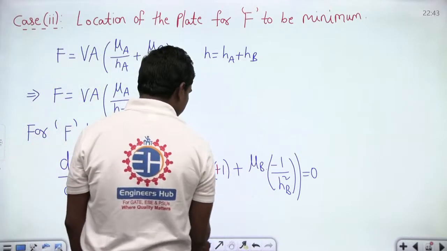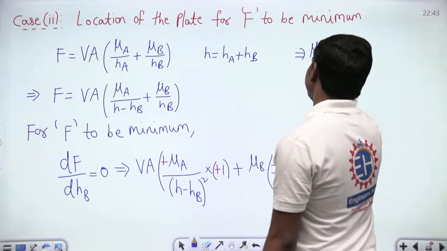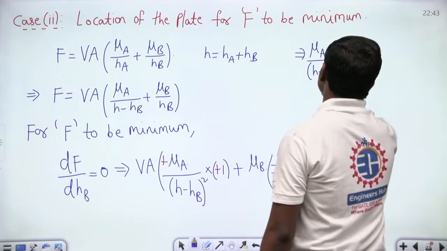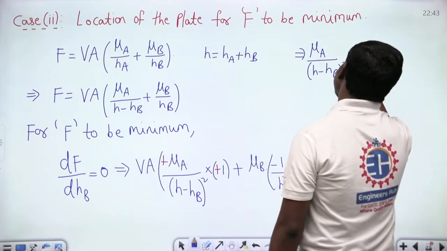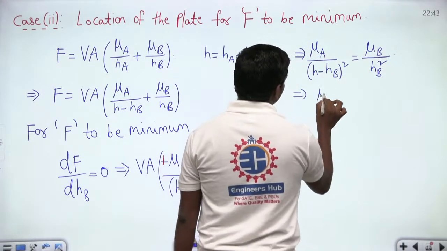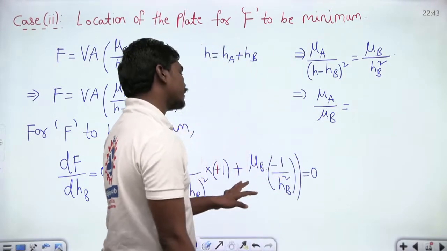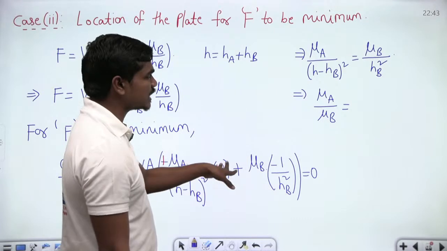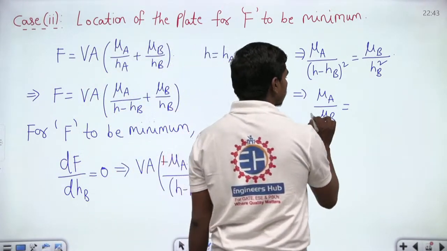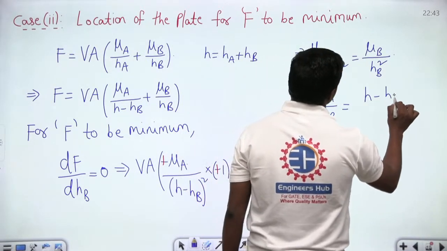So, the only thing that can be 0 from this analysis is mu A divided by h minus HB whole square. This should be equal to mu B divided by HB whole square. So, if you make little manipulations here and there, mu A divided by mu B, correct, this is what we have written. So, mu A divided by h minus HB whole square is equal to mu B divided by HB square. So, the square root of mu A divided by mu B can be written as h minus HB divided by HB.